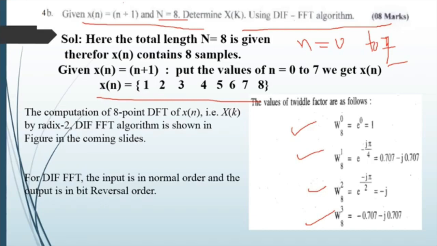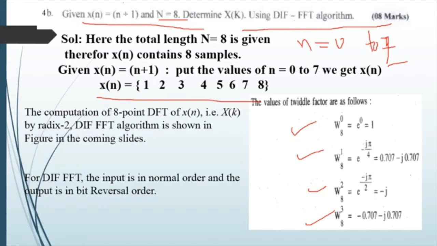As the length is clearly mentioned, take n is equal to 8. So the given time domain sequence x of n contains 8 samples, and instead of giving the samples directly, they give the equation x of n is equal to n plus 1. To get the sequence, put n is equal to 0 to 7, and you will get 8 samples. Put n is equal to 0, 0 plus 1 is 1; put n is equal to 1, 1 plus 1 is 2; put n is equal to 2, 3. Similarly, for the last value, put n is equal to 7, you will get 8. So these are the corresponding points when you put n is equal to 0 to 7.